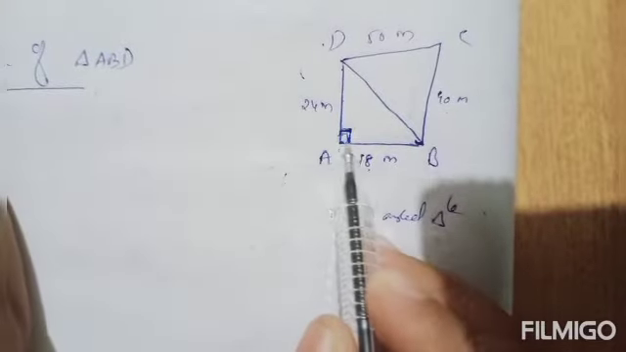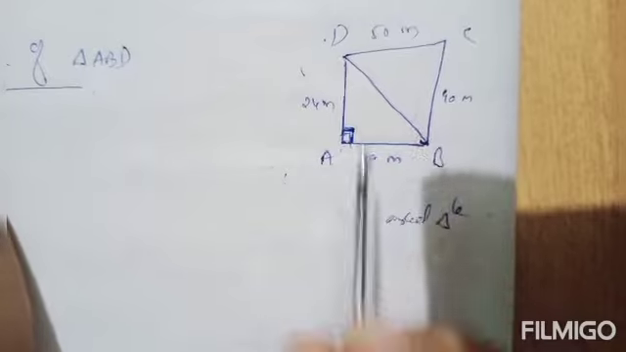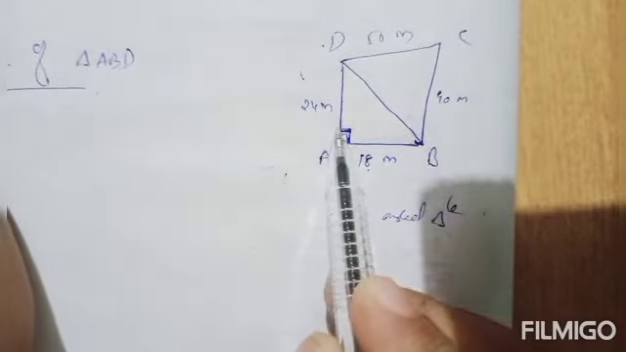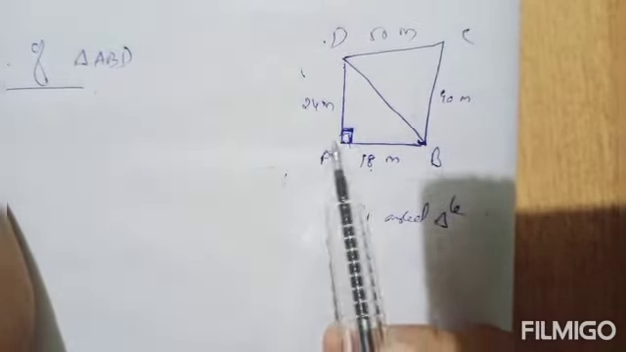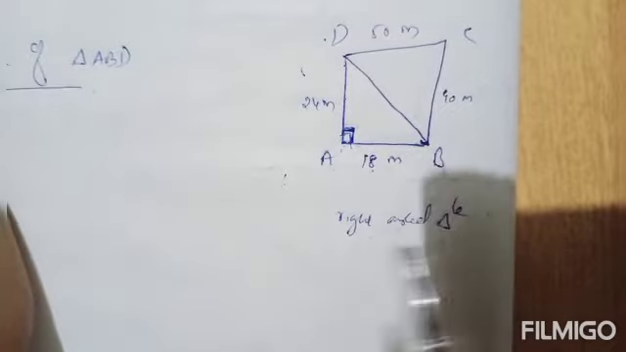So if you take this AB as base, you can take AD as height. Okay, if you take AD as base, you can take AB as height.